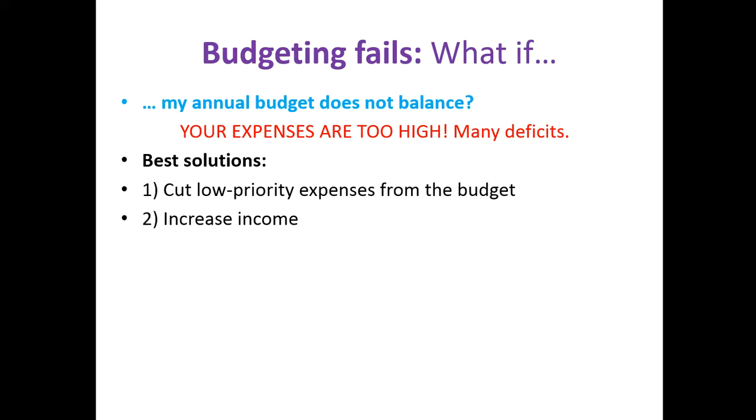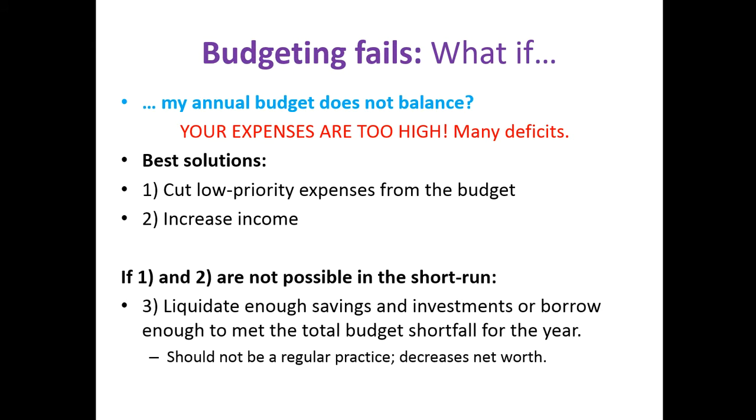The first one is the easier of the two. How can I stop spending so much money? The second one is more difficult because you'll need to find another source of income. If those two are not possible, you have to liquidate savings to cover the year. And so that's not good because, once again, if you have planned to save for something, you're not going to have the funds anymore to reach those goals, and it throws your goals off.